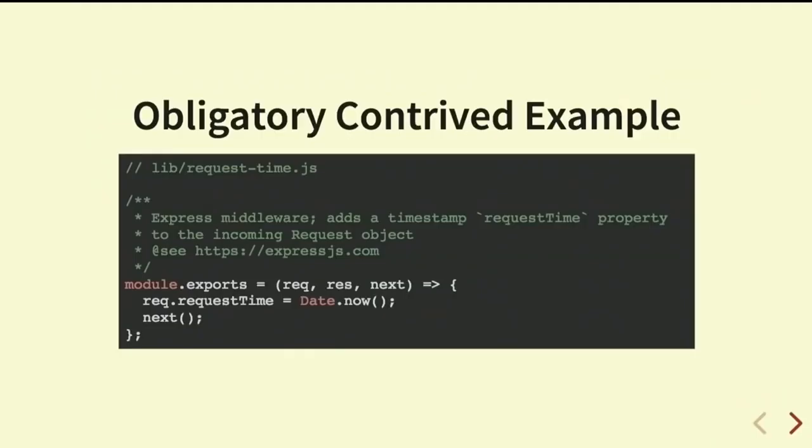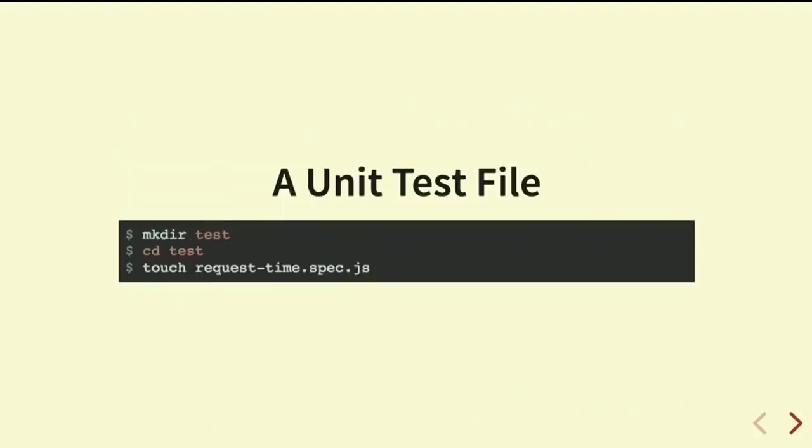And so this particular bit of middleware adds a request time property to the request object, and it's a JavaScript timestamp, which is not a Unix timestamp because it's in milliseconds. Anyway, that's what it does, and that's all it does. And so we decided we wanted to write a unit test for this, and so we're going to make one.